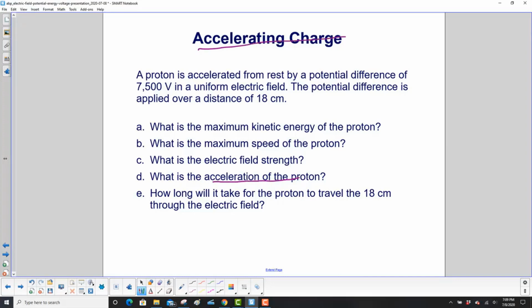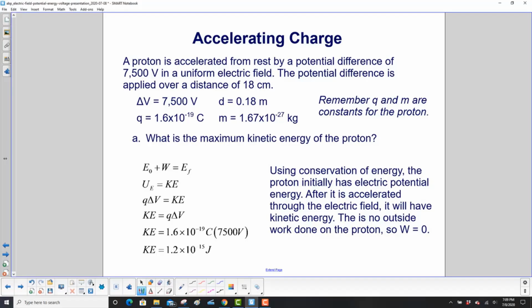It's the title of the problem here. And how long will it take for the proton to travel the 18 centimeters through the electric field? What's the maximum kinetic energy of the proton? Put all our givens here in a nice, neat place. And this is the charge on a proton, also the charge on an electron, as long as you put a negative sign there. And here's the mass of the proton.